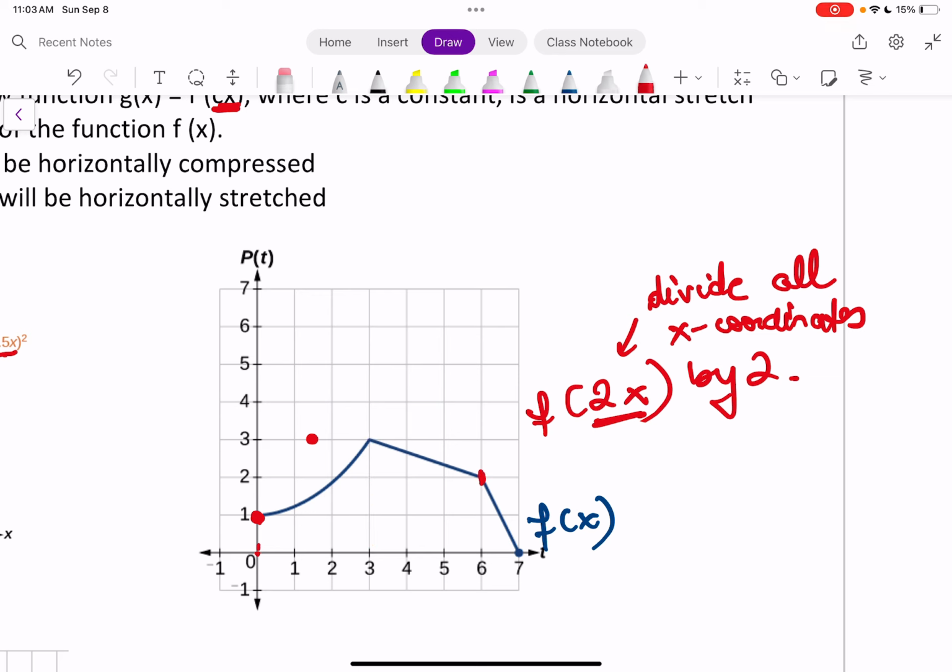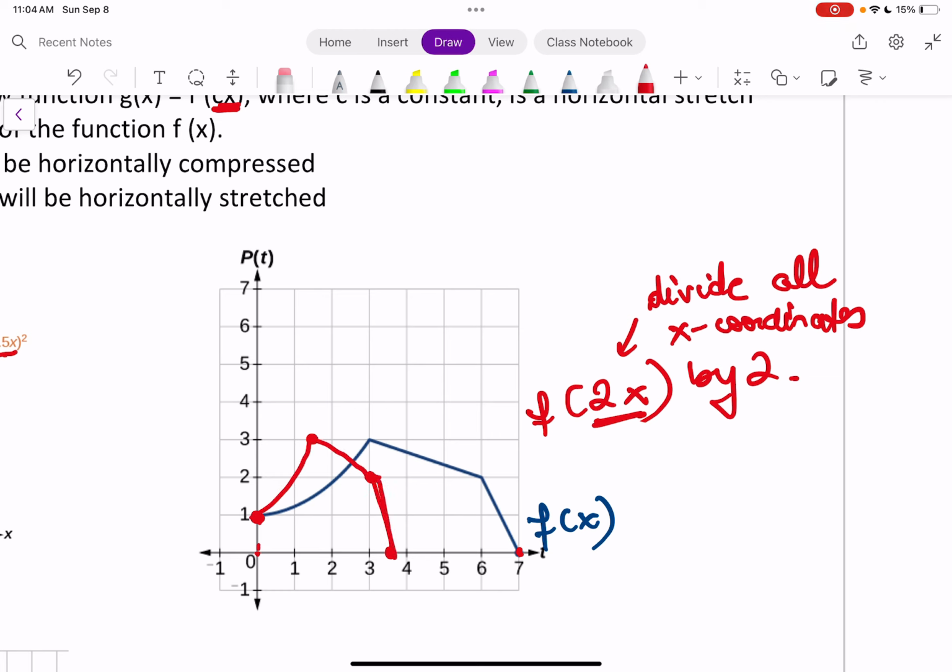This x coordinate here is a 6. When I divide it by 2 it's a 3. It's at the same height. I'm not changing the y's. I'm changing the x's this time. And finally, the last point here I'm going to hold on to is a 7. Half of 7 is 3.5 at the same height.